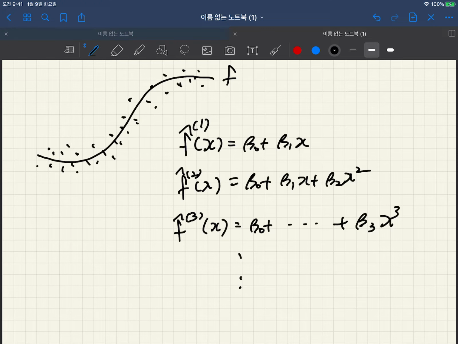Okay. Then which polynomial is the best? This is not an easy question indeed. And this is a very important question when you design a machine learning process. Alright, let's consider the case f hat 1, the first order polynomial. Then maybe the result is this.